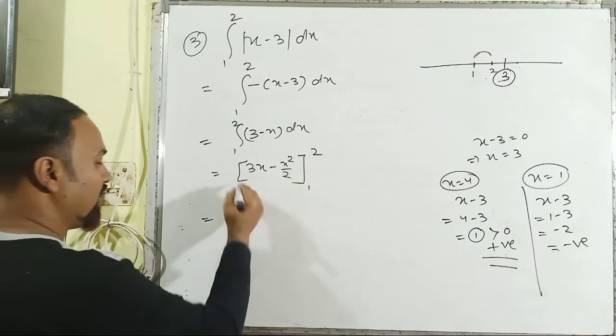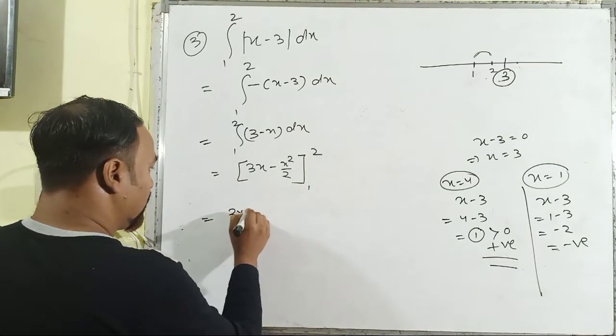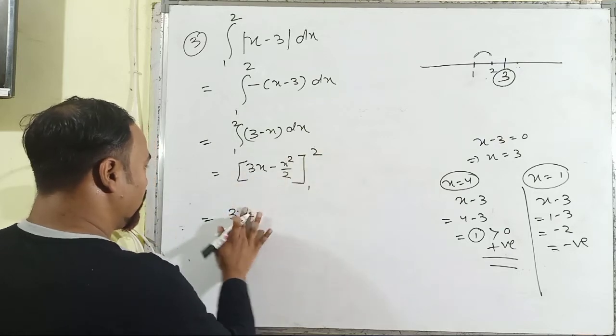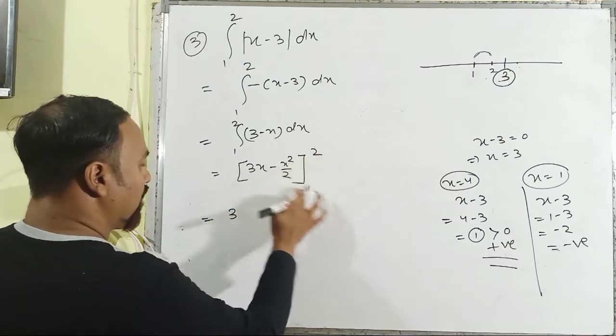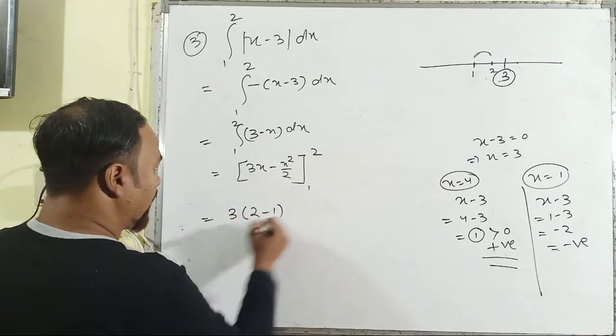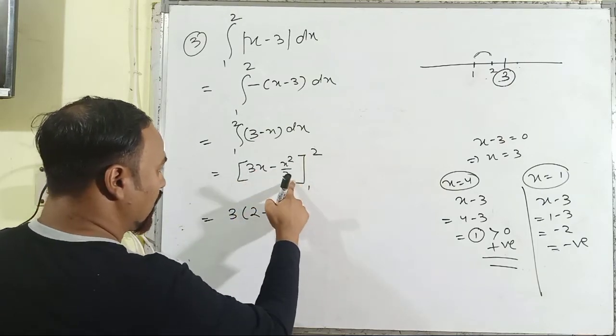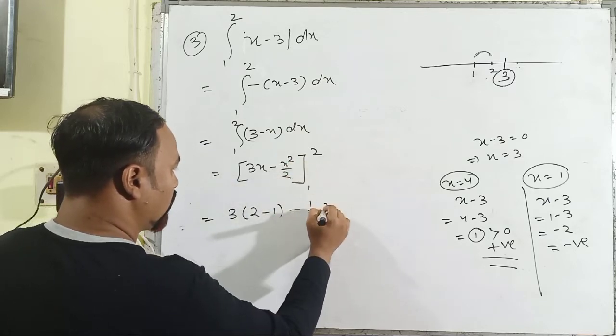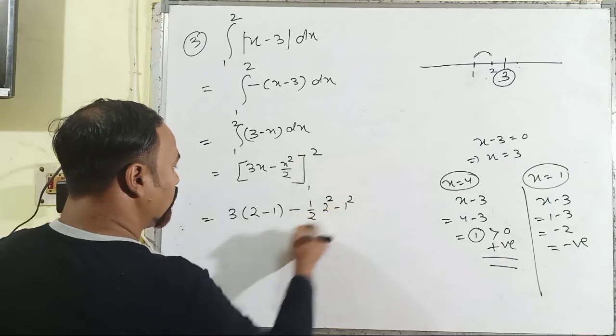Then just putting these values here, 3 multiplied with 2. First of all, let us put the values of upper limit and lower limit here. So 3 times 2 minus 1, minus x square by 2, that means 1 by 2 is here. In place of x, first of all we have to put 2, then we have to put 1.